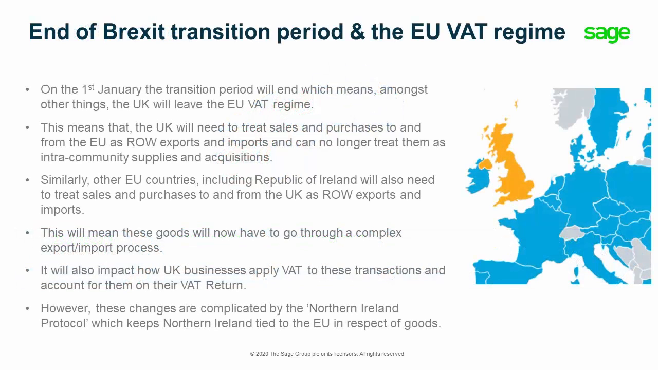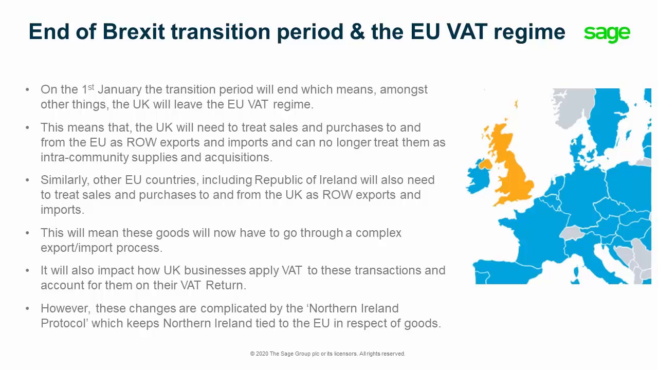So as we've just said, on the 1st of January the transition period will end, which means, amongst other things, the UK will leave the EU VAT regime, which means that the UK will need to treat sales and purchases to and from the EU as rest of the world exports and imports, and can no longer treat them as intra-community supplies and acquisitions. Similarly, other EU countries, including the Republic of Ireland, will also need to treat sales and purchases to and from the UK as rest of the world exports and imports.